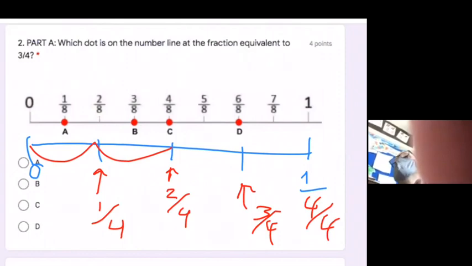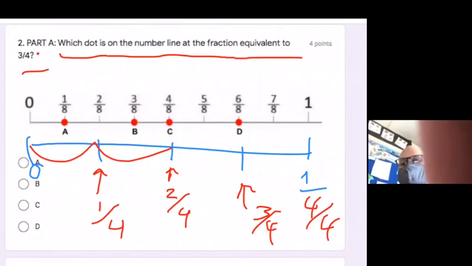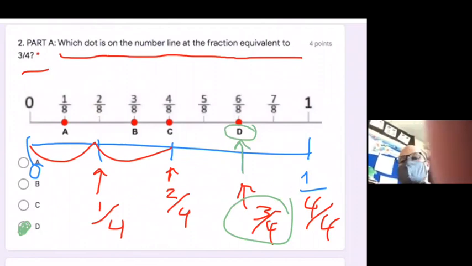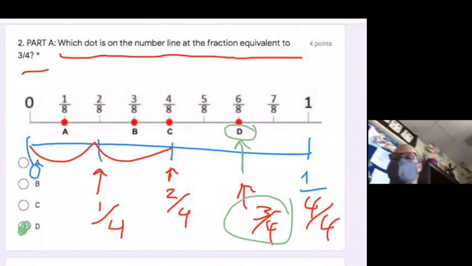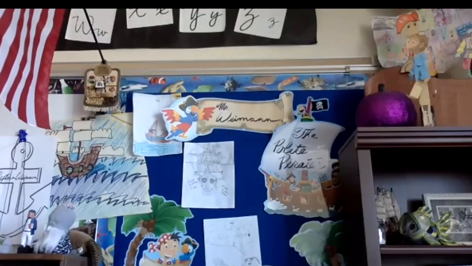Okay? Now, the question is, which dot on the number line is the fraction equivalent to 3/4? So we found 3/4. It's right here. Okay? And what is right above it? Right above it is D, 6/8. So I'm going to bubble in D. That's what you should have done on your paper. That's the correct answer. And the next question asks you, what did you do? Okay? So, basically, how did you do that?